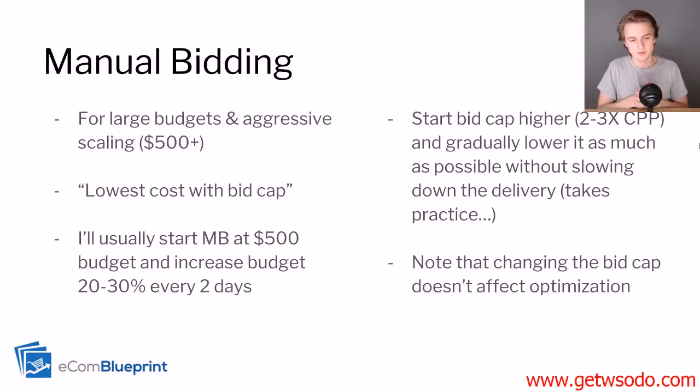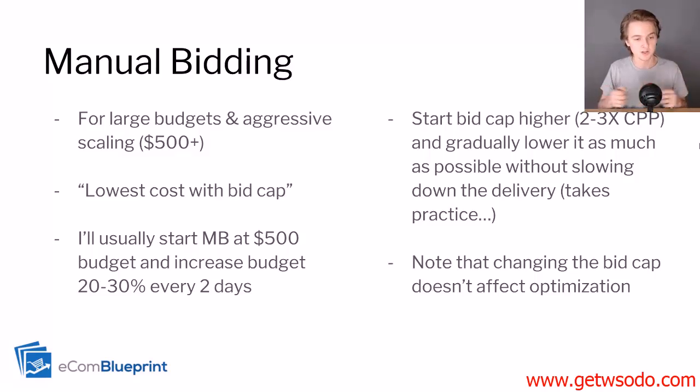Now, the last thing I want to talk about in this presentation is manual bidding. Manual bidding is great for large budgets and aggressive scaling. So when you really want to scale aggressively, usually I'll recommend having a budget of at least $500 a day or more to use manual bidding. Now, in the Flex Posture case study, I was using manual bidding with budgets of $200 a day. And I don't do this anymore because I've realized that it really doesn't make a difference.